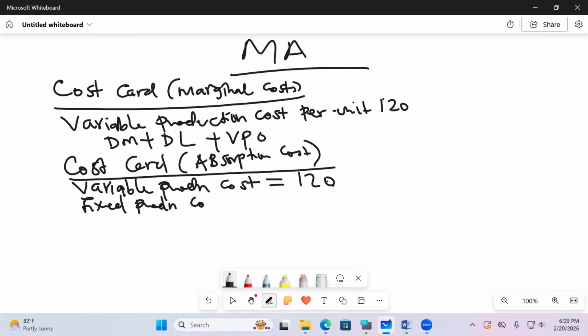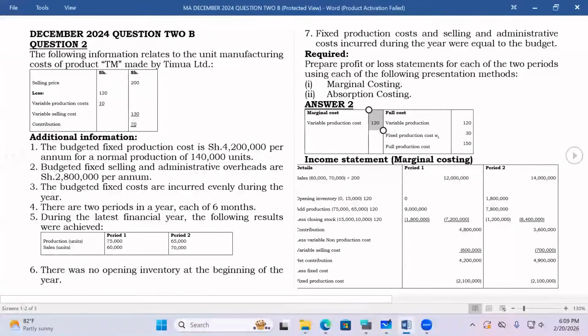So come and include the fixed production cost here. For fixed production cost, what has this examiner told me? So for fixed production overhead, what have they told us? Look at note number 1. Remember, fixed expenses, because they're periodical, in most cases must be absorbed. So we must compute what we call OAR.